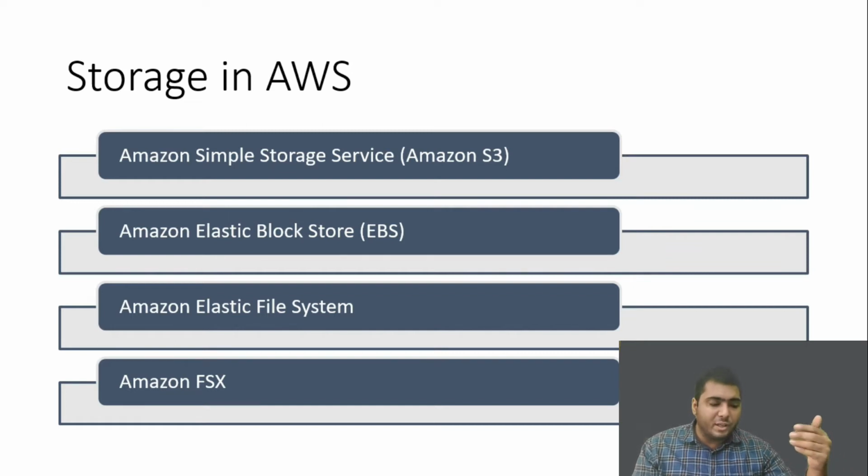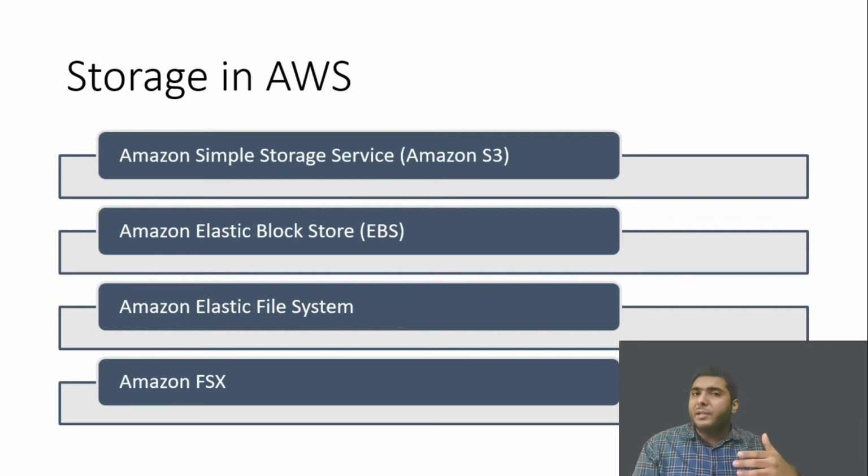Then we have a third option, Elastic File System. This is used when you have multiple virtual machines, like 10 machines, and you want to share some of the data between them. In that case, Elastic File System is a choice for you. You can upload the data to Elastic File System and access it from any of the 10 machines. Then we have the last option, which is very new to the market, Amazon FSx.